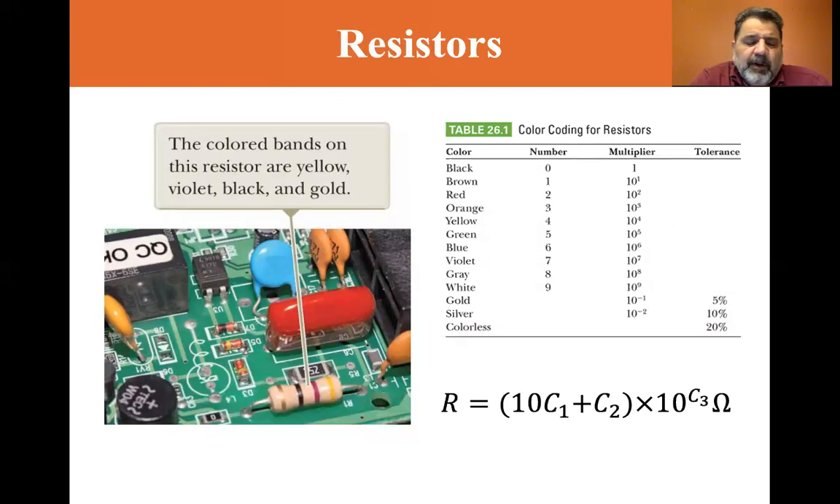And what values do we see? Well, the 4 and a 7 and a black. So if you look at the formula, the resistance is equal to 10 times C1, so that's 40, plus C2, that's 7, times 10 to the 0 power, because that's black, so that's 47 ohms. You don't have to commit that formula to memory. You'll get used to it as we use more and more resistors, and we are going to be using resistors in future labs.